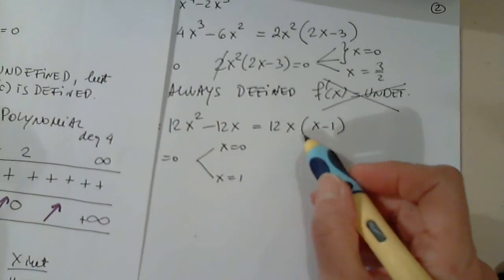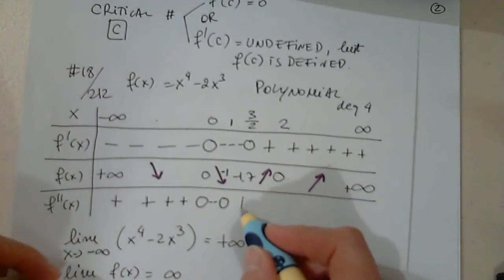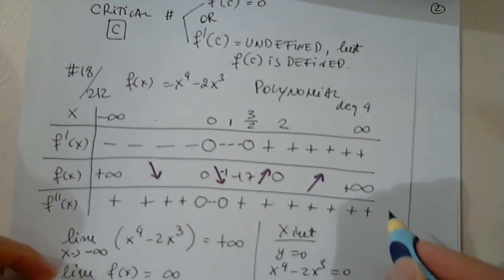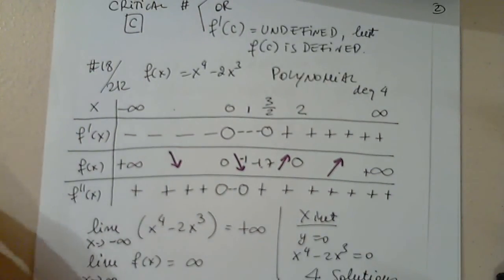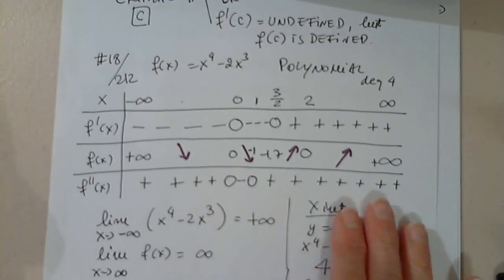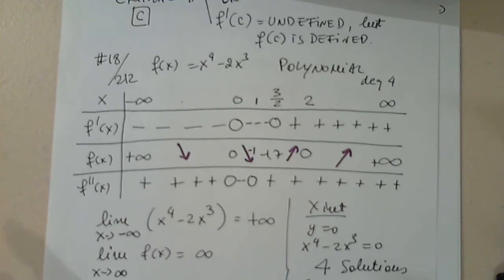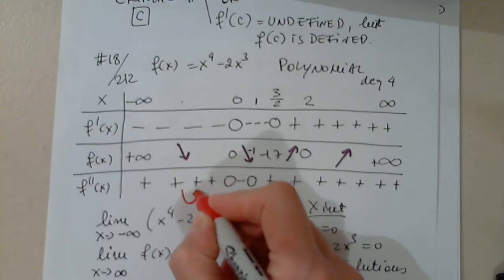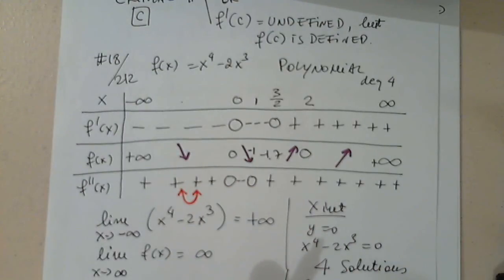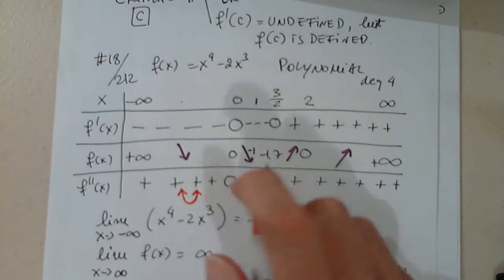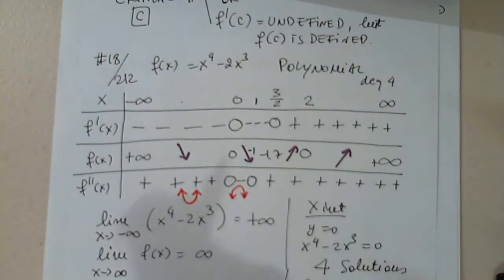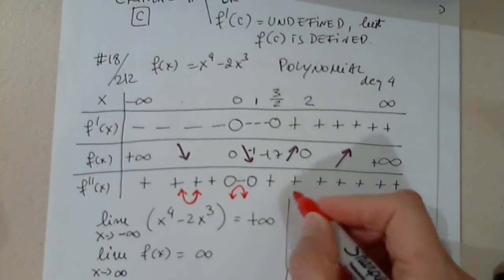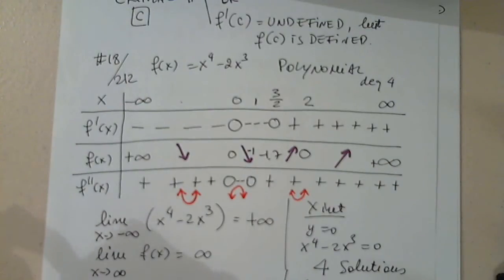Finally, when I pick 2, 2 minus 1 is 1. This is positive. The rest is positive. This is the study, how the information that we have now from the second derivative is this. Whenever the second derivative is positive, the function will be concave up. Whenever the second derivative is negative, the function will be concave down. Now, let's identify these points.